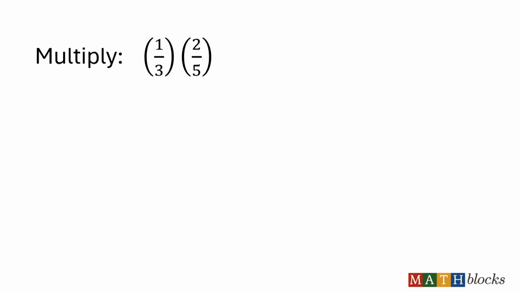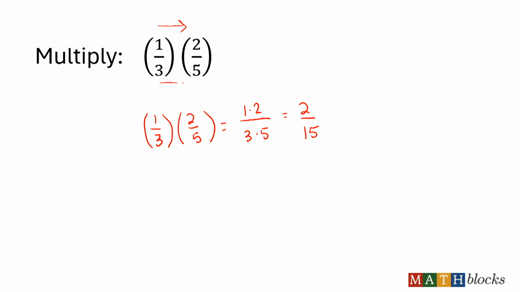Multiplying two fractions together is fairly straightforward. When you want to multiply two fractions together, remember that you can do this by multiplying the numerators together and the denominators together. So to multiply 1/3 and 2/5, we can do this by multiplying the 1 times the 2 over the 3 times the 5, which gives us 2 over 15. So to multiply two fractions together, you can just think about multiplying straight across.